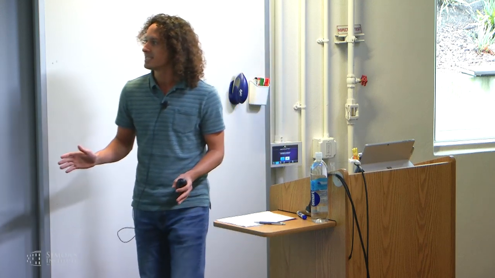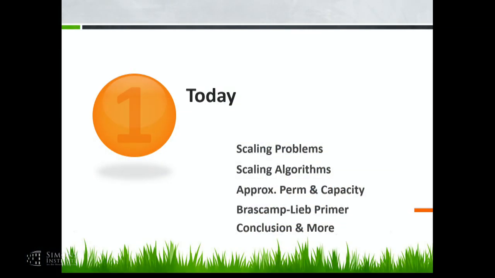So the outline for today is I'll talk about some scaling problems, then I'll give you some algorithms, and I'll show you how these approximate the permanent and capacity, and then we switch gears and start talking about Brascamp-Lieb, and then we conclude and pose some open problems, okay?